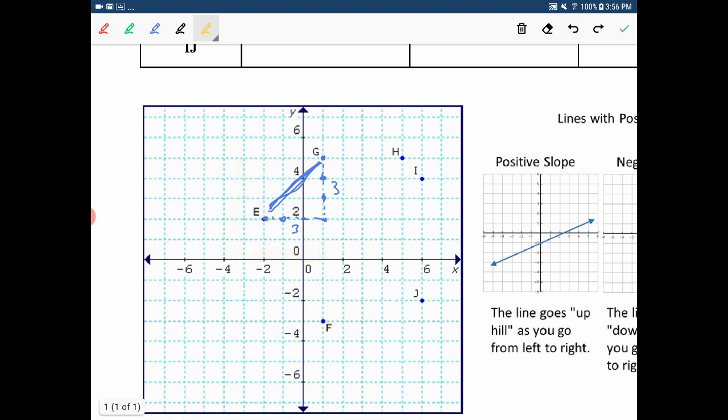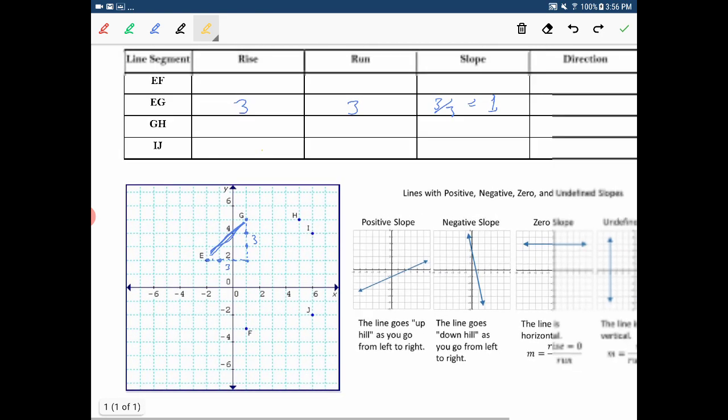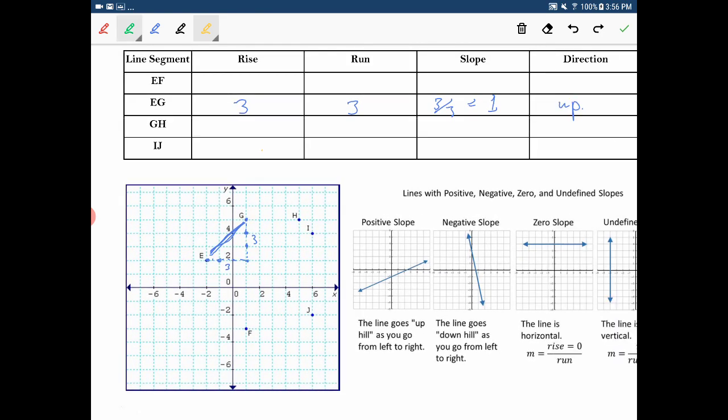There we go. All right, so that's E to G. Now let's do E to F, since we were supposed to do that to start, and we'll use green this time. So I'll go like that. Okay, so that's my line.